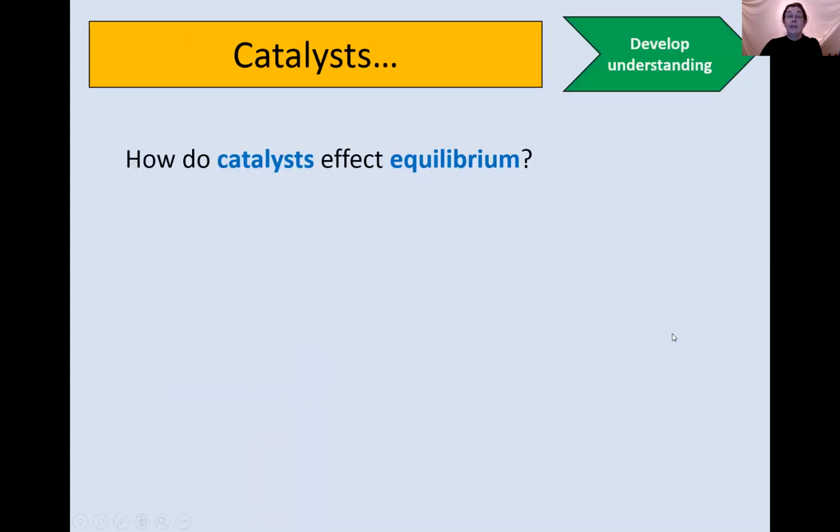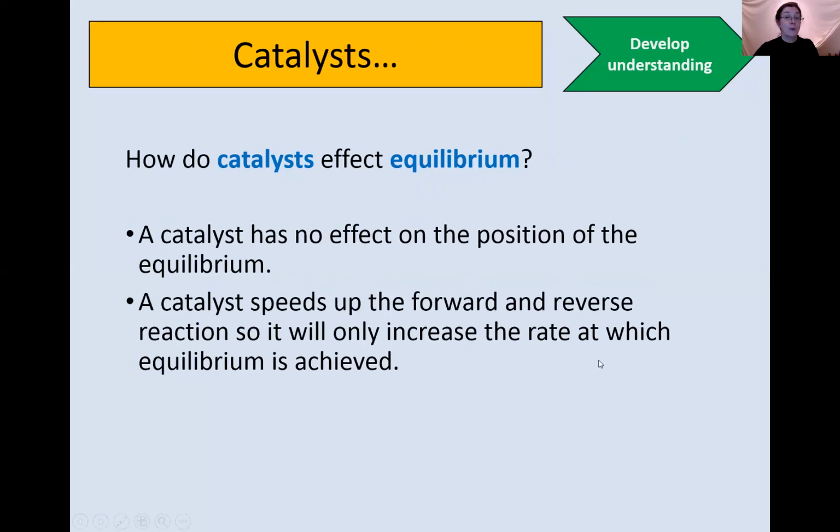Okay, so now let's have a look at catalysts. How do catalysts affect our equilibrium? We know that they do have an effect on reactions. Well, a catalyst doesn't affect the equilibrium position at all. Once the system is at equilibrium, it's at equilibrium. The catalyst doesn't have an effect on it, but what it does mean is that you can get to the equilibrium quicker. A catalyst allows a reaction to go faster because it provides an alternative reaction pathway.